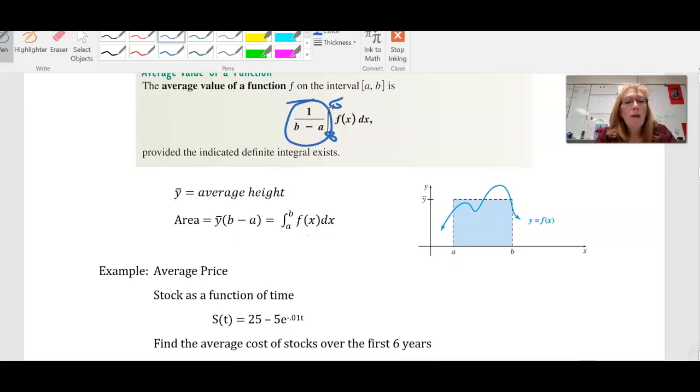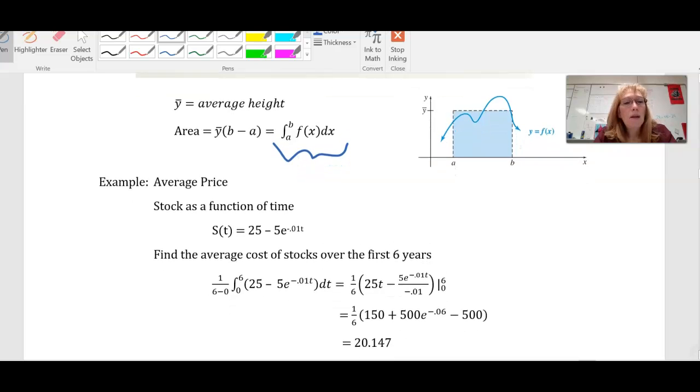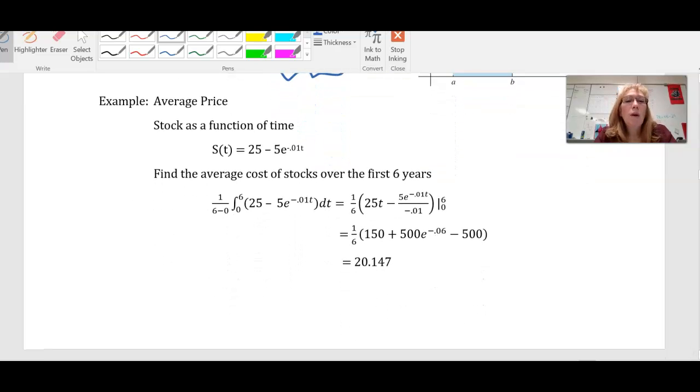So if I want to know the average height of this guy, okay, so average height is y bar, and b minus a is where we're going through. So this is equal to the integral from a to b of f of x dx. Now, the stock is a function of time, is what we want to do.